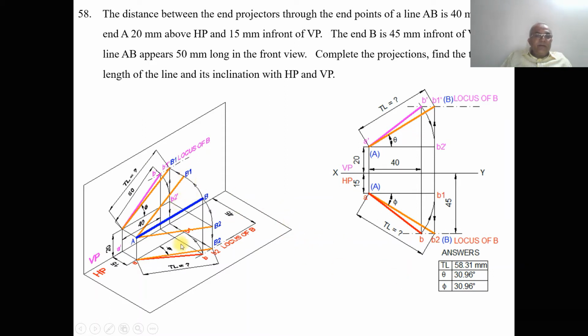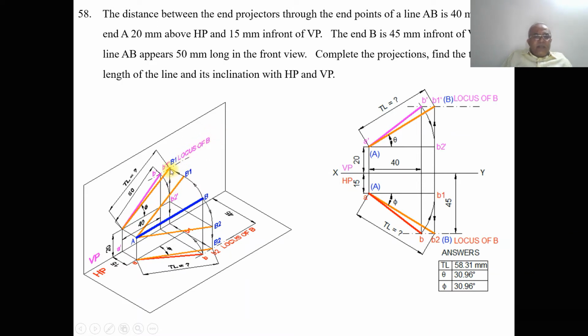So when you look from the front view, the capital B1 is projected to the locus of B in the front view, so that you are going to get B1 dash. Once you get this B1 dash, you take this dash-dot line here, and you write this as the locus of B.